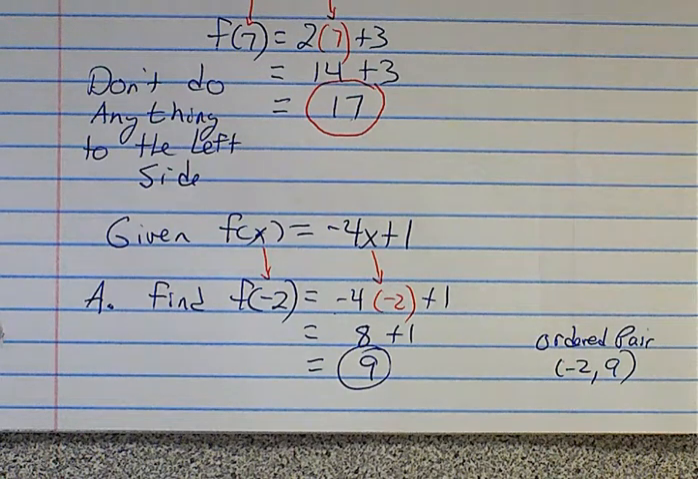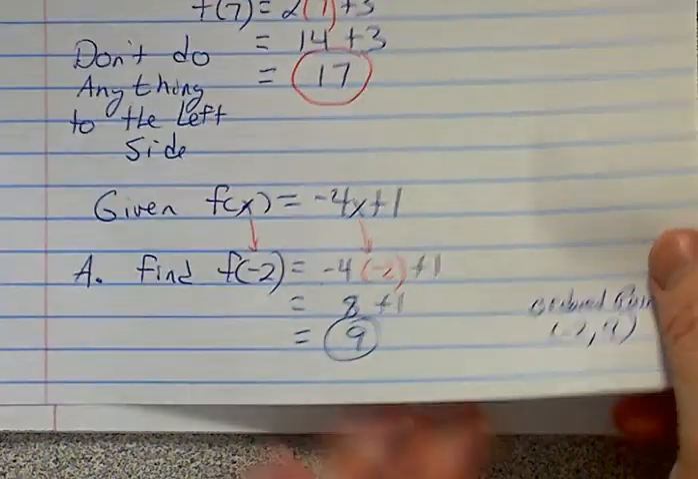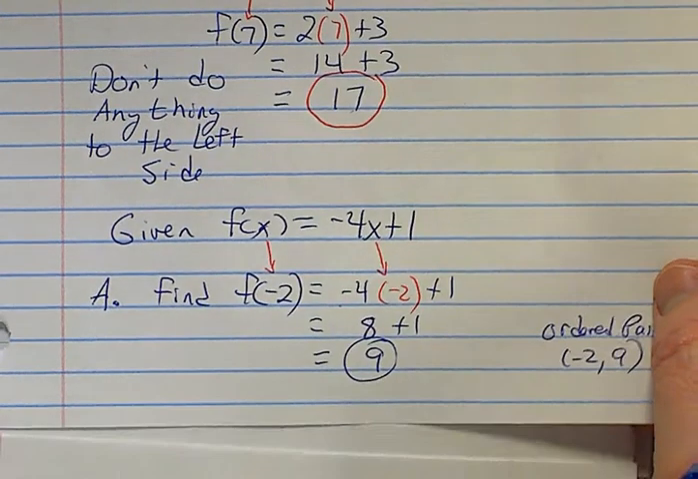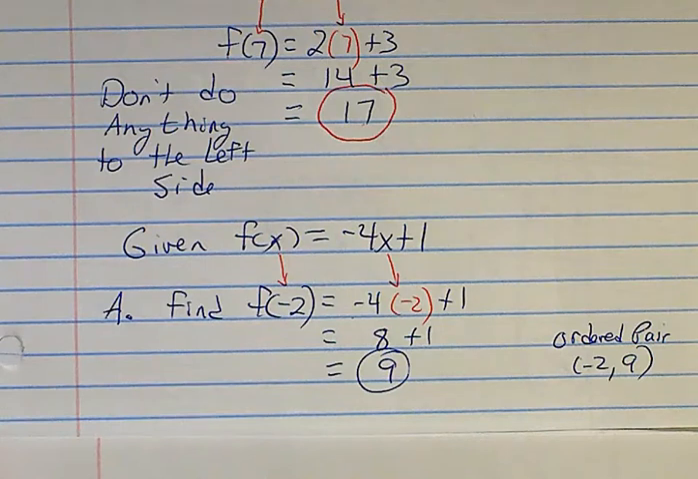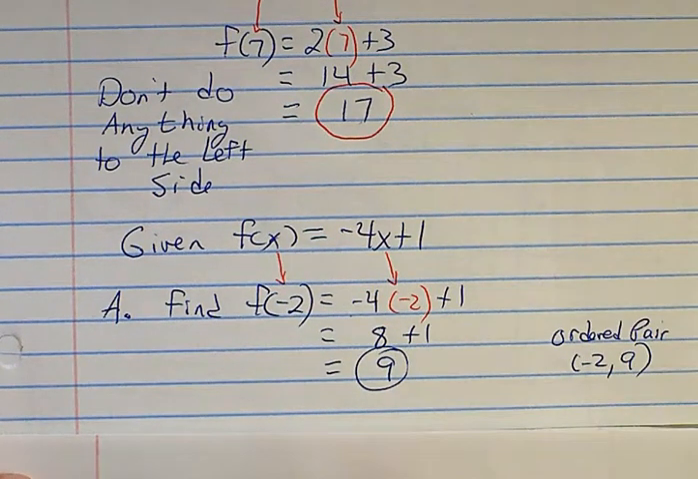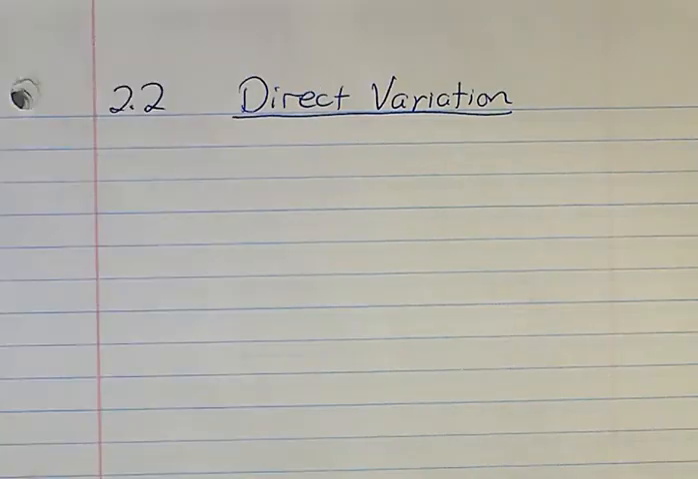All right, and what we're going to do for the next part here, we're going to do a little bit of 2.2, because it's going to preview where we need to be for tomorrow when we start getting ready to do some graphs. That for 2.2, it's direct variation.